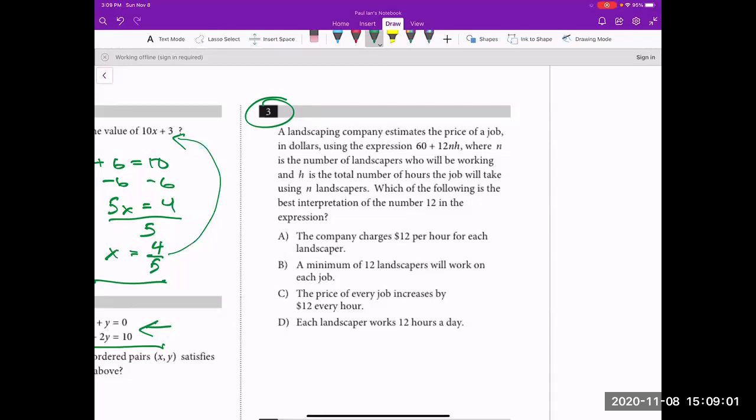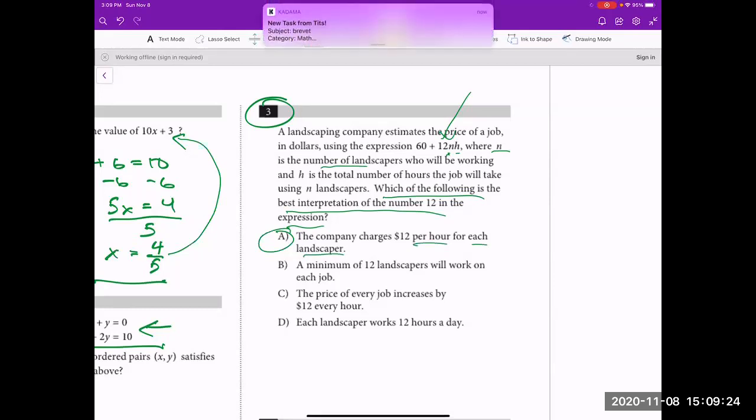Yeah, so these ones, like I said, it's just interpreting. I would just jump through the question and then see which of the following is better than the 12. It's talking about this guy. So it's really just what these parameters mean. N is just the number of landscapers, which is this guy, each, and then per hour would be the other guy.